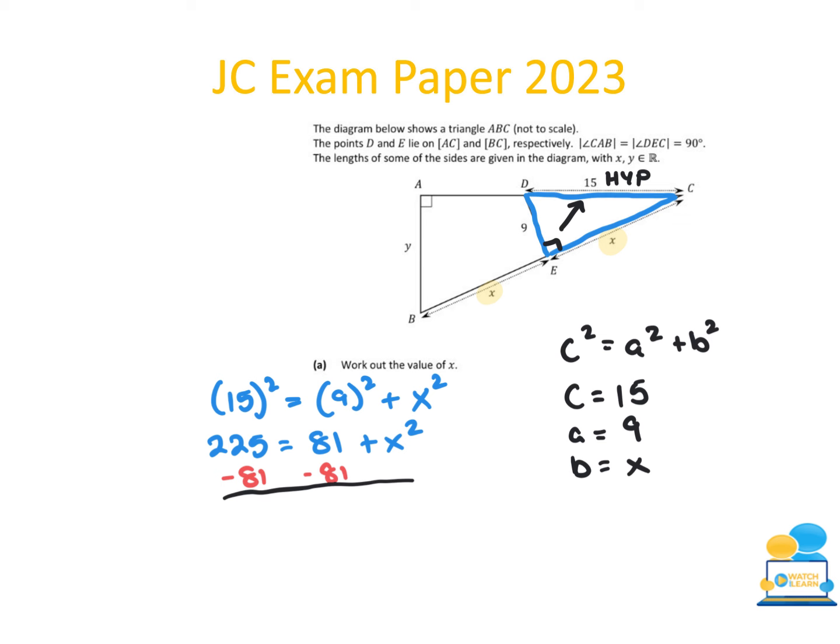That then gives me 144 is equal to x squared. Then to remove the square from the x, I'm going to square root, and I must do that to both sides. The square root of x squared is x, and the square root of 144 is 12, meaning that the value of x in this diagram is equal to 12.